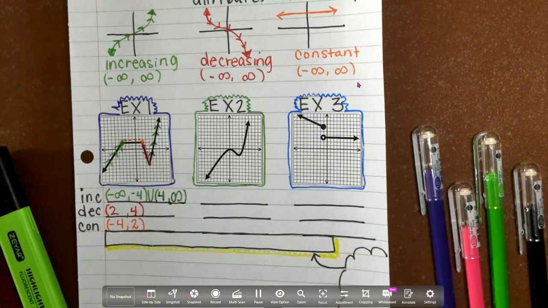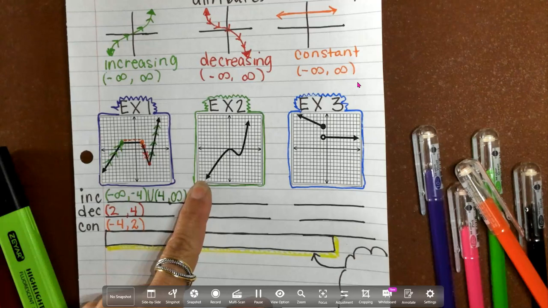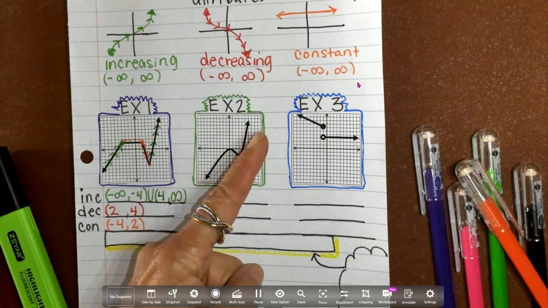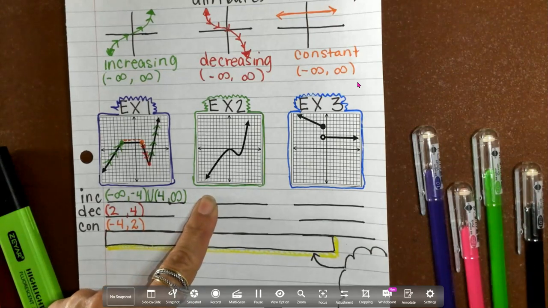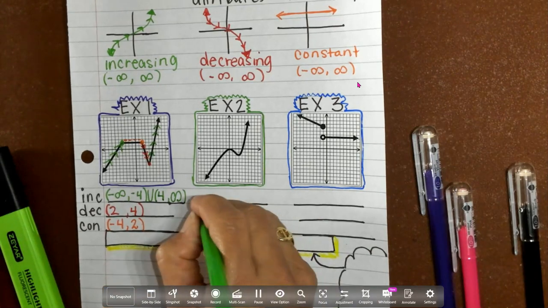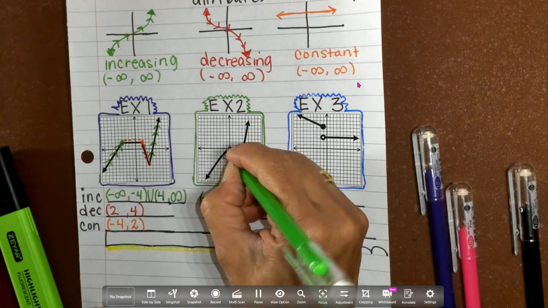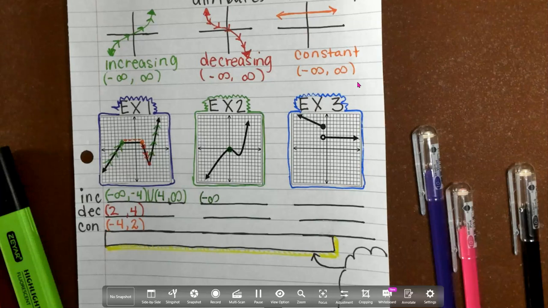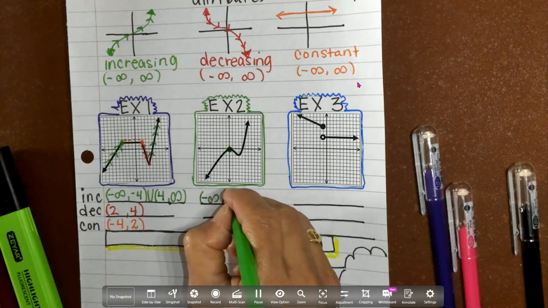All right, let's take a look at the next graph real quick. We're going to read it like a sentence from left to right. The first thing I see is a negative infinity arrow, but the graph is going up. So I'm going to start right here on my increasing line. So this is going to be from negative infinity, let's see, it looks like to about right there, and that is the origin. So that is going to be increasing from negative infinity to 0.